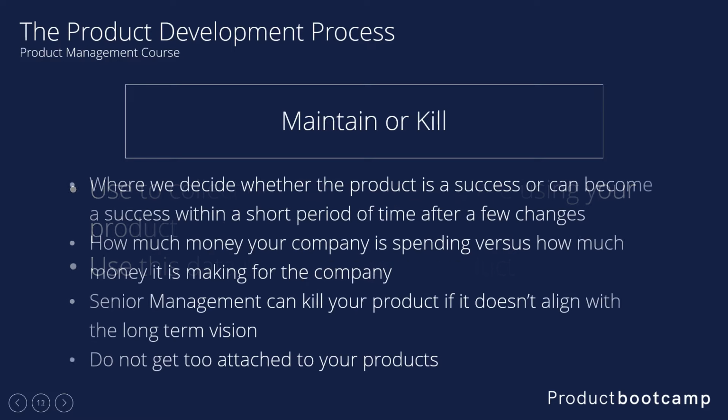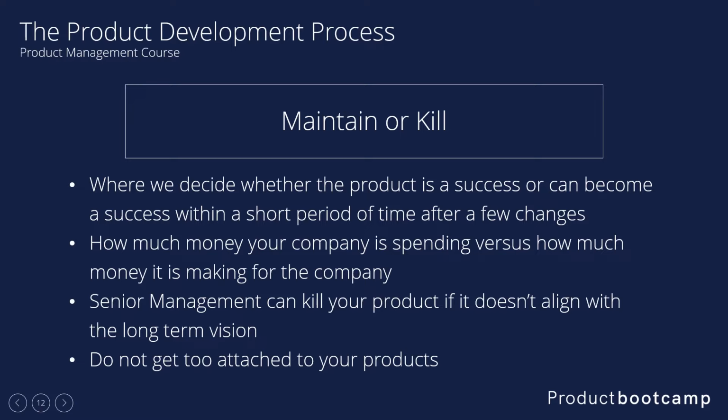Maintain or kill. It sounds a bit harsh, but it is. The maintain or kill phase is where we decide whether the product is a success or can become a success in a short period of time after a few changes. In this phase, we look at how much money your company is spending to maintain your product versus how much money it's actually making. Sometimes, if a product just doesn't fit with the vision or direction your company is moving in, senior management can decide to kill your product. It's essential that you don't get too attached to any of your products, as killing them is a big part of the product development process.